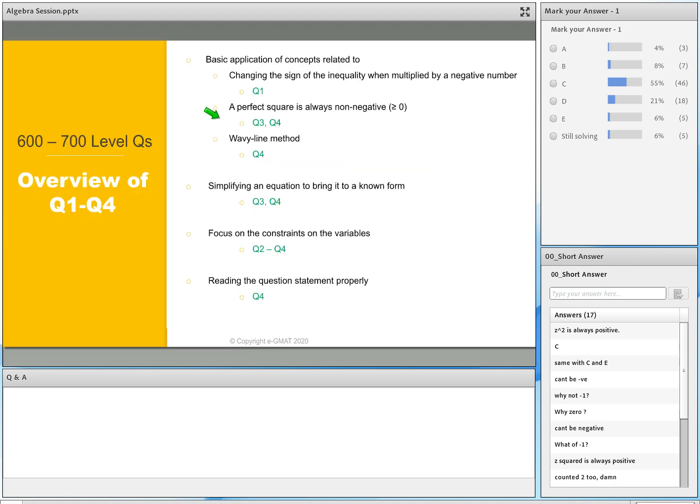Be careful. Now, okay, for the overview, we saw questions, what happens when the sign of the inequality flips. We saw the wavy line method. We saw how perfect square, something that's the square of a number, is always non-negative, and how that can make us get questions wrong. We saw how to simplify equations first, just how we eliminated the x squared plus 4. It was anyway always positive. We saw how constraints can do magic. Constraints can make you get things wrong. Constraints can make you get things right. That is where the population gets divided. Reading the question stem properly, that's the biggest takeaway, as I said, had to be today.